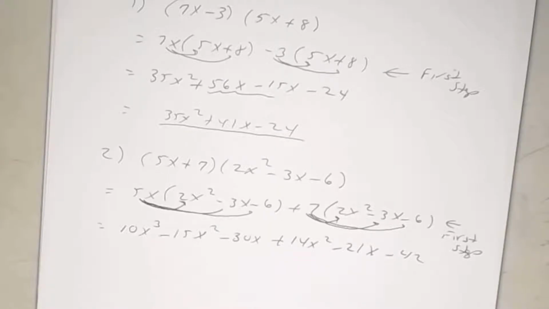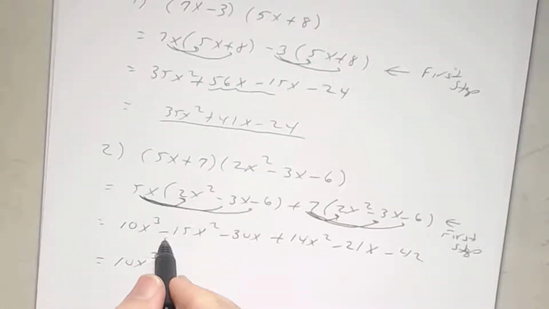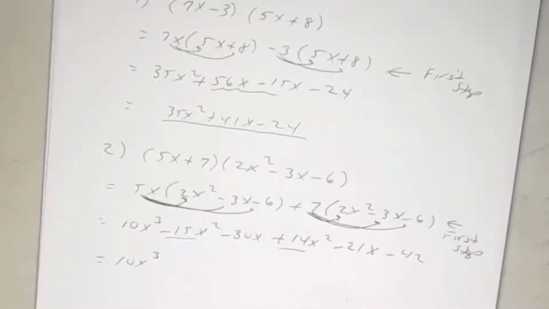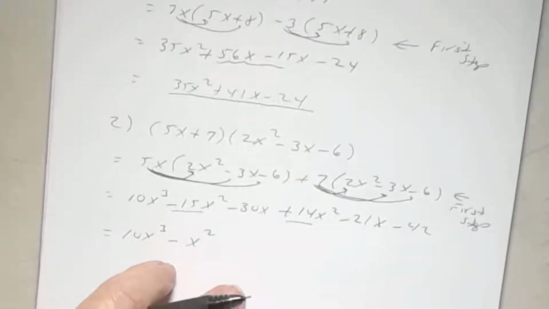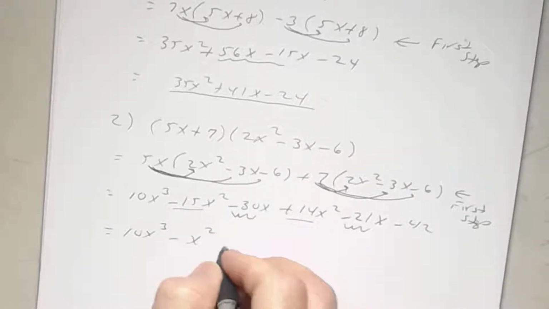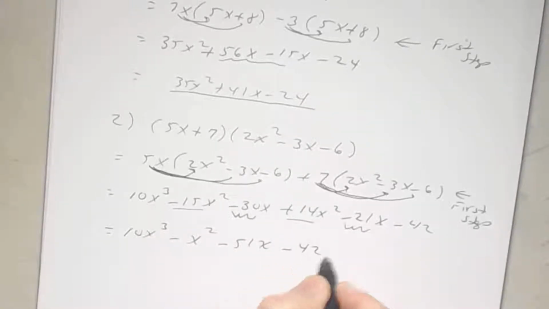And then finally, the last step is to combine your like terms. Let's just go ahead and put in descending order. So that x cubed, can I combine 10x cubed with anything else? No. So I'm just going to rewrite it. All right, now let's go by the x squareds. So I have a negative 15x squared. I can combine it with another. What do I get? Negative x squared. Minus x squared, good. All right, and then the x terms. What's a negative 30x and a negative 21x? Negative 51x. And then the constant is just minus 42.